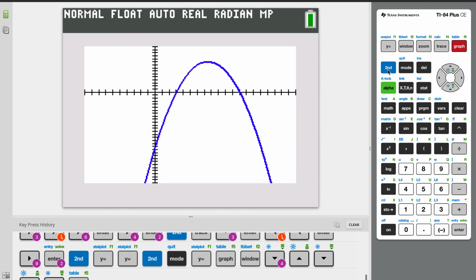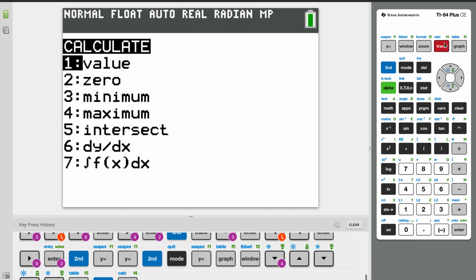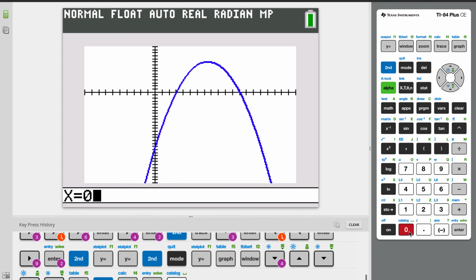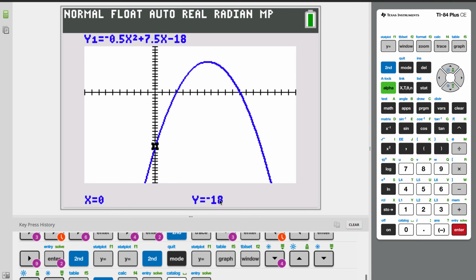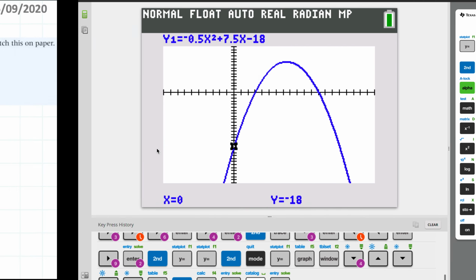In order to do that, remember that for the y-intercept, your x is equal to 0. So I'm just going to go to second, calculate, and go to value. I want to see what output I will get if my x is equal to 0. And that's going to give me negative 18. So when x is equal to 0, y is equal to negative 18, and it's highlighting the position for you.